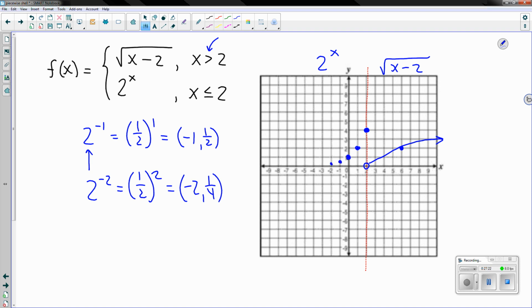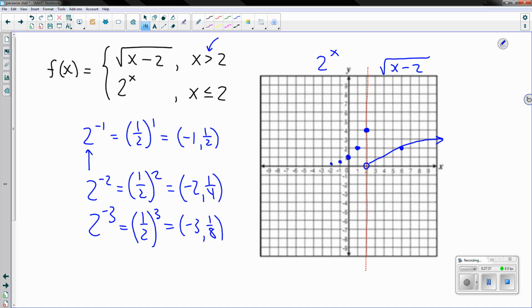We'll do one more. 2 to the -3. That's the same thing as the reciprocal raised to the positive version of that exponent. So 1/2 cubed, 1/2 times 1/2 times 1/2, is 1/8. So when I input -3, I got 1/8.